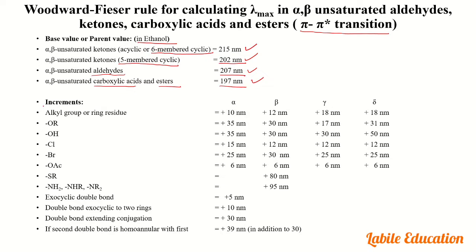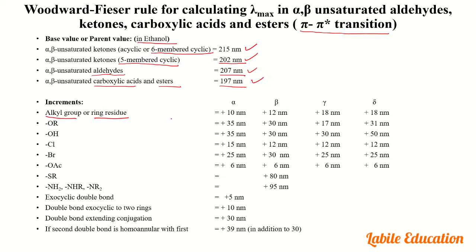Okay, and the increment values. In the earlier video, that was for calculating lambda max in the conjugated diene system. In that, there were no alpha beta gamma delta positions, so there was only one value for different alkyl groups and different functional groups. But here, because these are carbonyl compounds and alpha beta unsaturated, different positions contribute different values. Like we can see here, the alkyl group or ring residue.